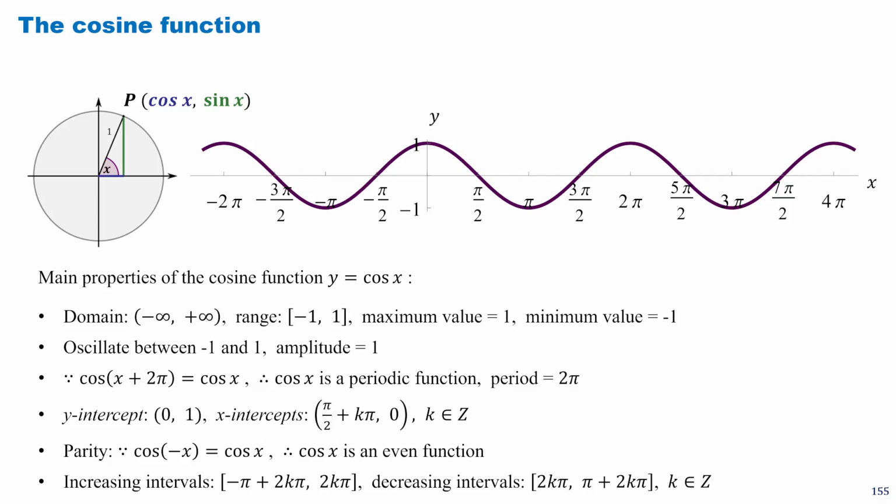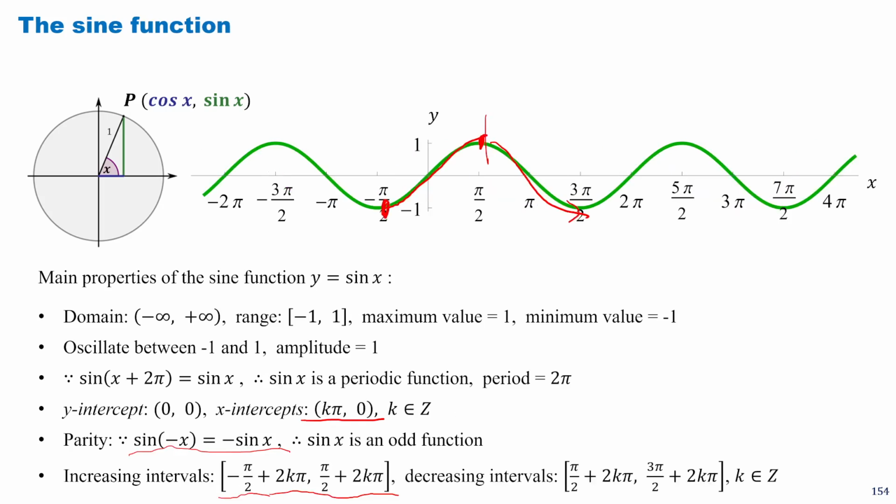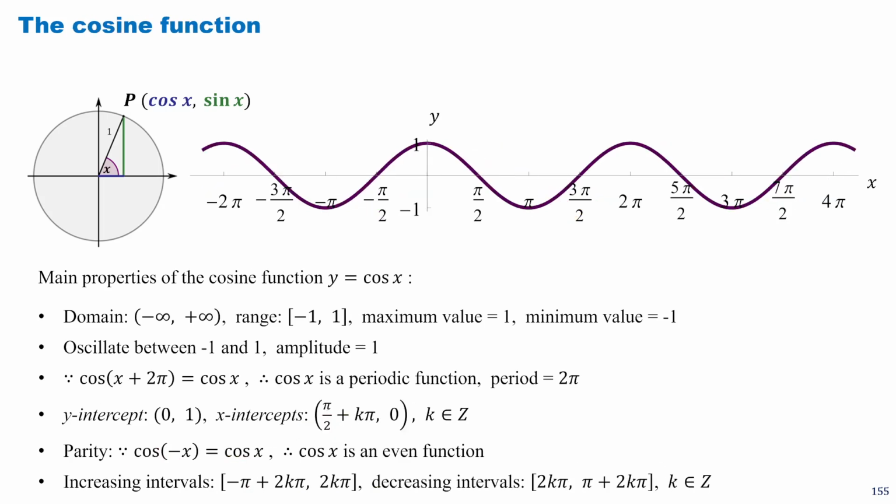Alright, then the graph of the cosine function is illustrated in the purple line here. So basically it has a similar shape to the sine function except for a phase shift. So the main properties of the cosine function are similar to those of the sine function. First of all, the domain is the whole real number set. Range is between -1 and +1. Maximum value equals 1. Minimum value is -1. So basically it oscillates between -1 and +1. And again, its amplitude equals 1, which is this distance here. This is its amplitude.